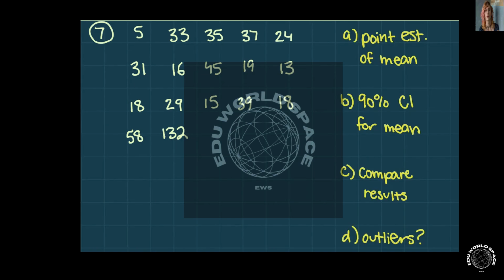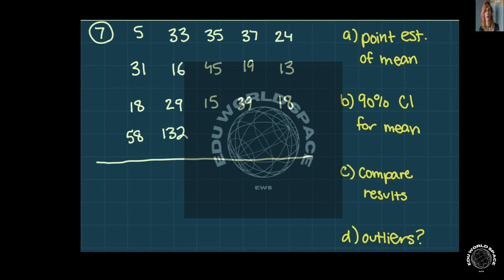For this problem, we're asked to do 4 different things. We need to calculate the point estimate of the mean, a 90% confidence interval, or as is commonly abbreviated, CI, for the mean. We need to compare our results with the true mean, and we need to identify any outliers. To do that, we're given 17 different ages of women representatives in state legislatures. So, let's get started.